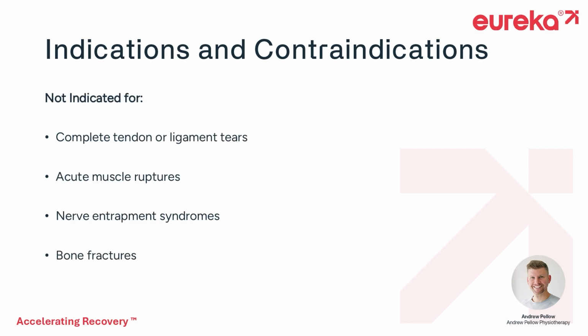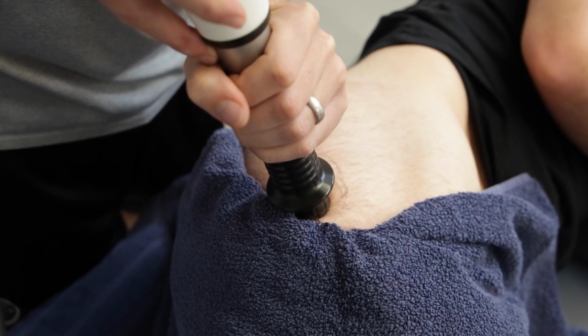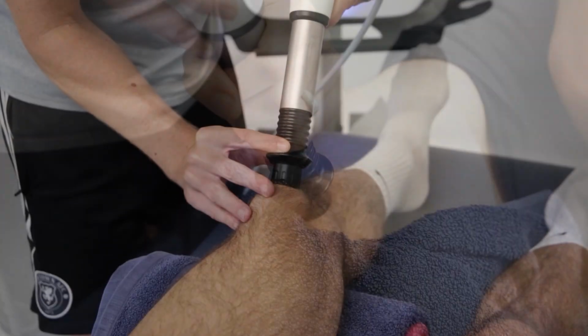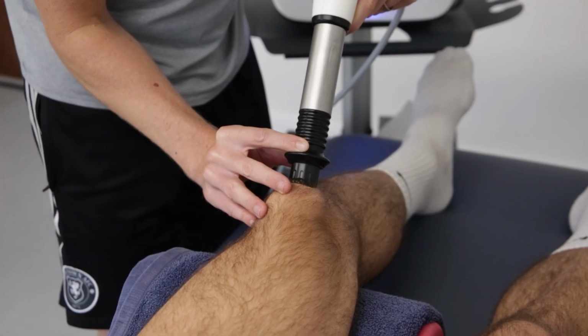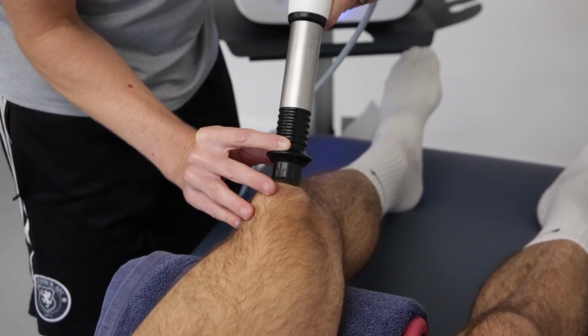Radial shockwave therapy is not indicated for complete tendon or ligament tears, acute muscle ruptures, nerve entrapment syndromes such as carpal tunnel syndrome, unless you are targeting the related myofascial pain, or bone fractures, except some non-unions which need focused shockwave therapy. In summary, radial shockwave is generally safe when used properly and for the right condition, but it is vital to screen for the contraindications outlined in this section.